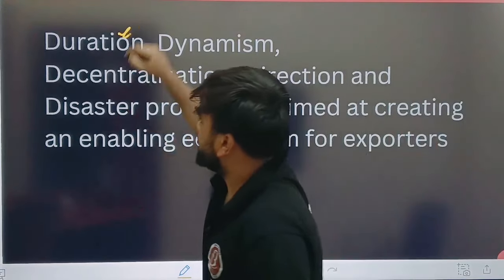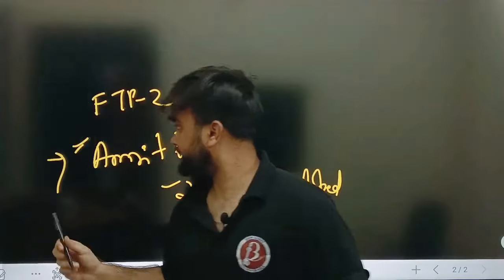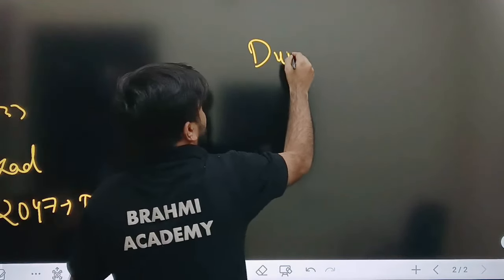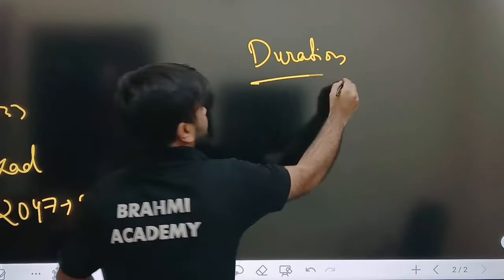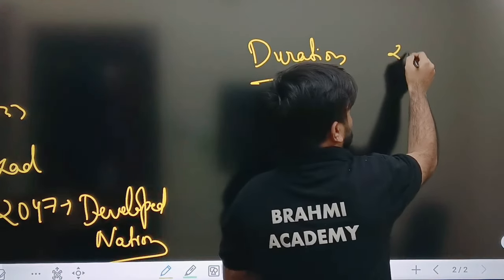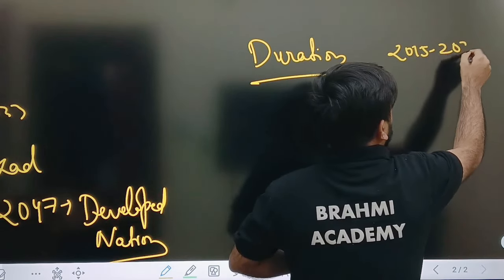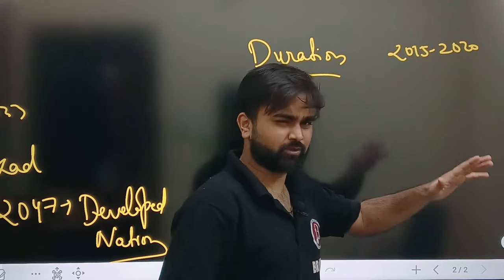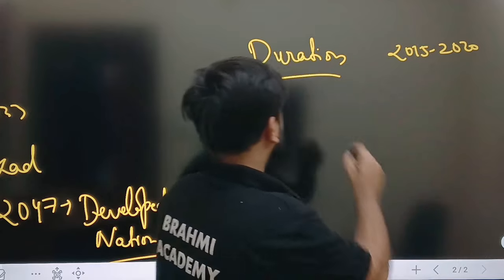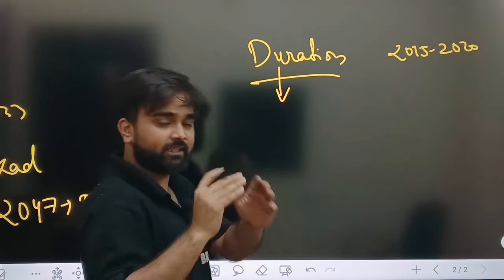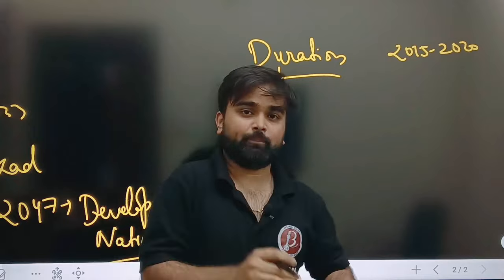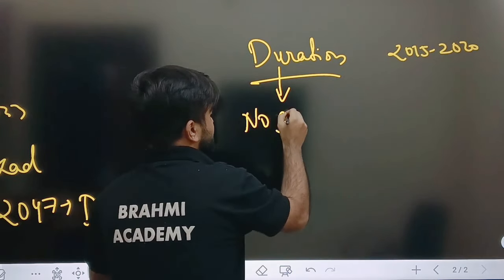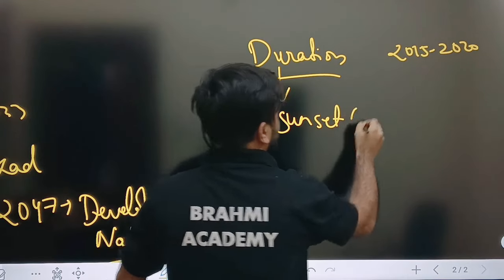See, duration. Why this duration? Understand. In our foreign trade policy, earlier you saw the last foreign trade policy was from 2015 to 2020. Although it was extended by 3 more years, that is till 2023. But the duration for this foreign trade policy isn't given to us. Until now, there was a fixed duration with it. This time, it has come with no sunset clause.